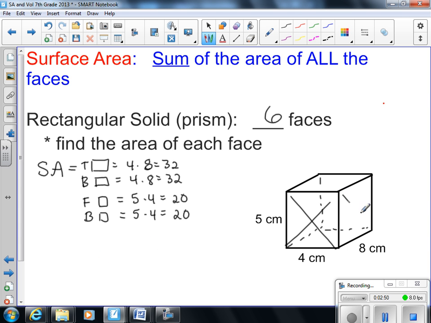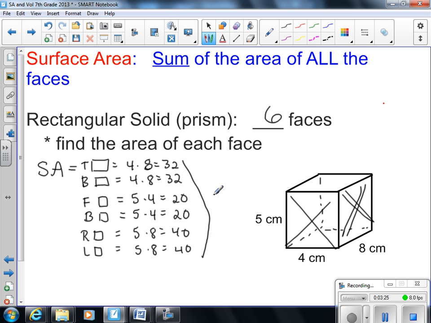Okay, and then we have left the sides, the right, and then the left side. So what are the dimensions of the right? As I trace it, it's going to be a 5 by 8. And they're rectangles again, so I'm making a rectangular shape. 5 by 8 is 40, and I have a left side, so it would also be a 5 by 8, and I get another 40. Now, you told me I had 6 faces. Do I have 6 areas here? What am I going to do with those? Add them up.